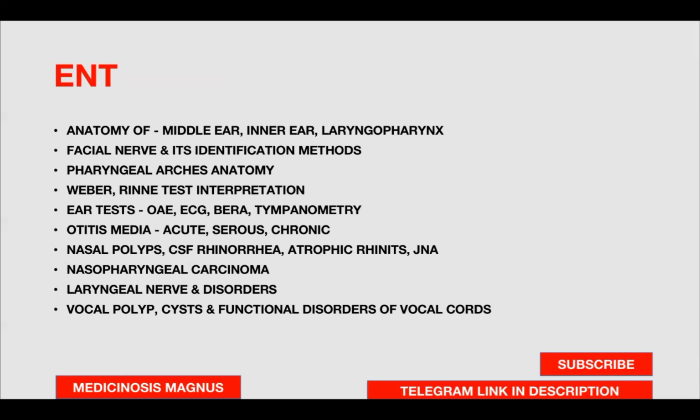Pharyngeal arches anatomy, Weber's and Rinne test interpretation, and different types of ear tests: otoacoustic emission test, and electrocochleography, that is ECochG here, BERA, tympanometry. In otitis media, acute, serous, and chronic, nasal polyp, CSF rhinorrhea, atrophic rhinitis, and JNA. It's very important. Nasopharyngeal carcinoma, laryngeal nerve and its disorders, vocal polyps and cysts, functional disorders of vocal cords. So these are the very, very important topics from ENT.